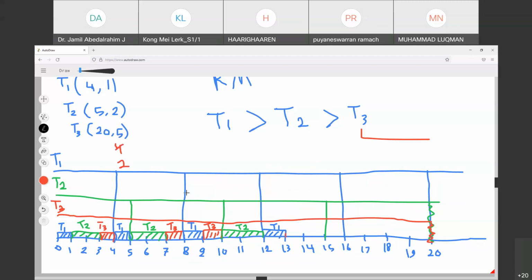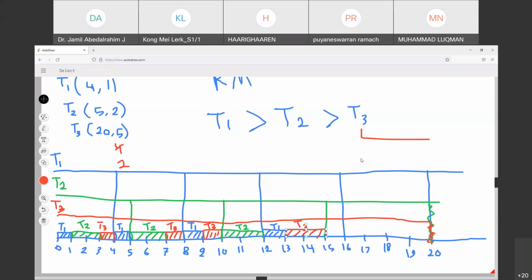So can we execute until 15, 2 units? Yes, until 15. No process will preempt it. So this is task 3. What about from unit 15? We'll start task 2. How many units? 1. Why 1?